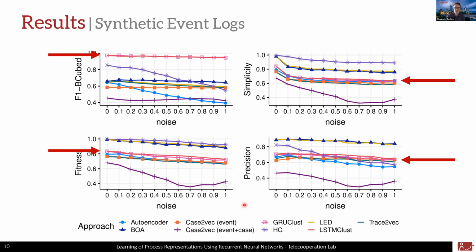And what's also interesting is that you may want to argue that although we put in everything into our representations, we would drop in performance regarding fitness, precision, and simplicity. But it looks like the neural network actually also captured the sequence in the case representation, which is quite nice.